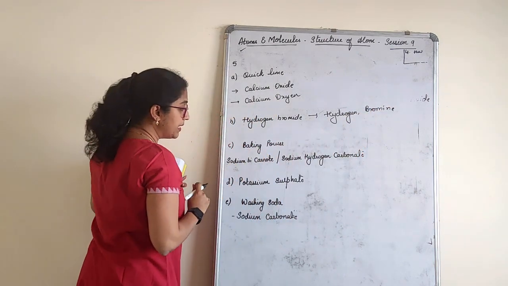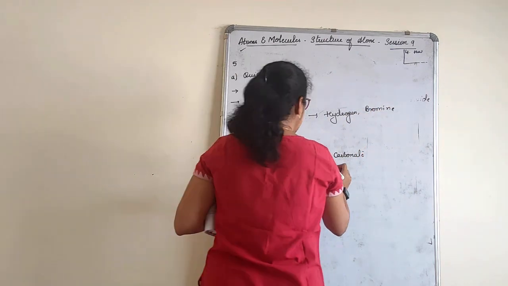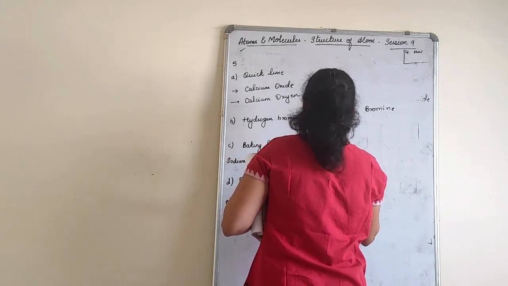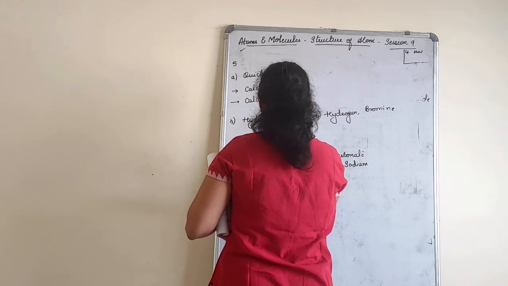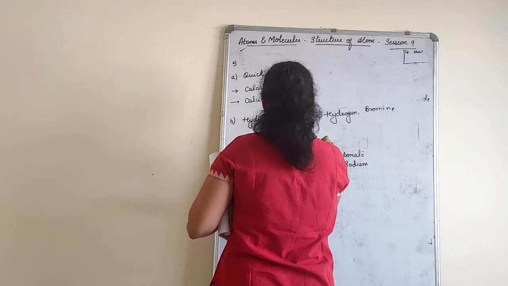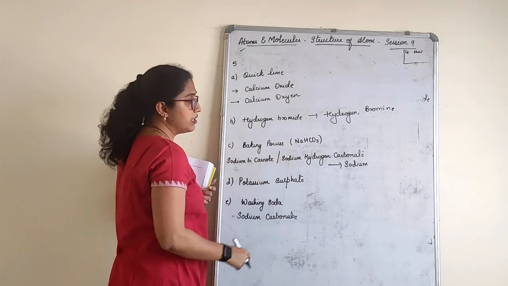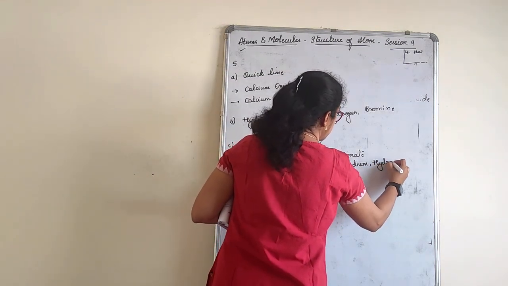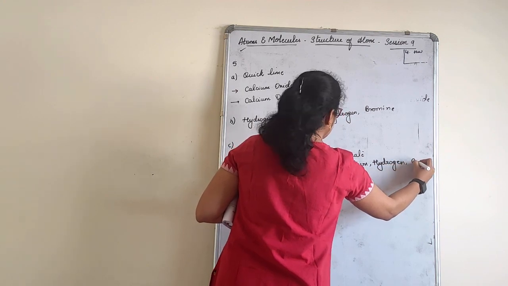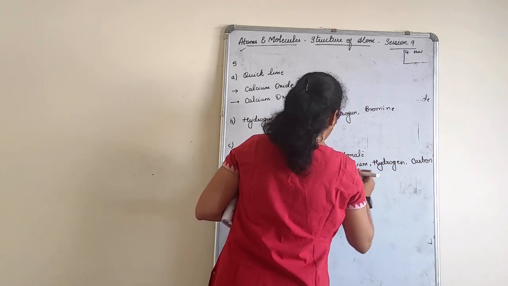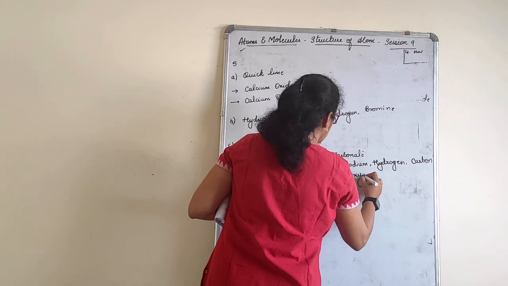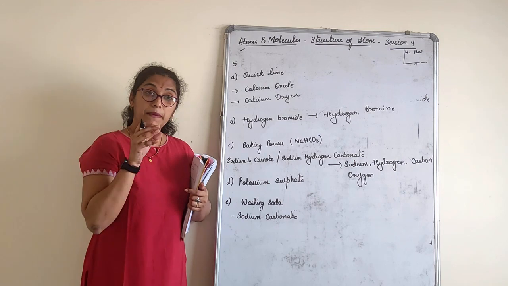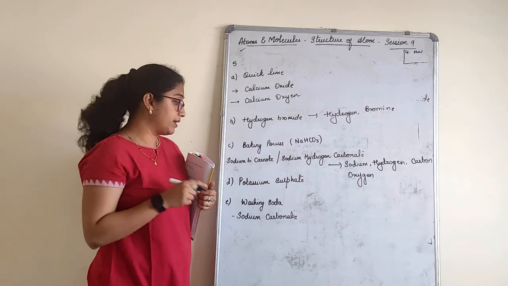What is present in now baking powder? Now see here. In baking powder I will write here. Sodium is present. Formula, do you know what it is? NaHCO3. For your information, this is the formula. Sodium is present. Hydrogen is present. Carbon is present. Oxygen is present. You can't write carbon dioxide is present. Why? Because carbon dioxide again is a compound. Elements we have to write.